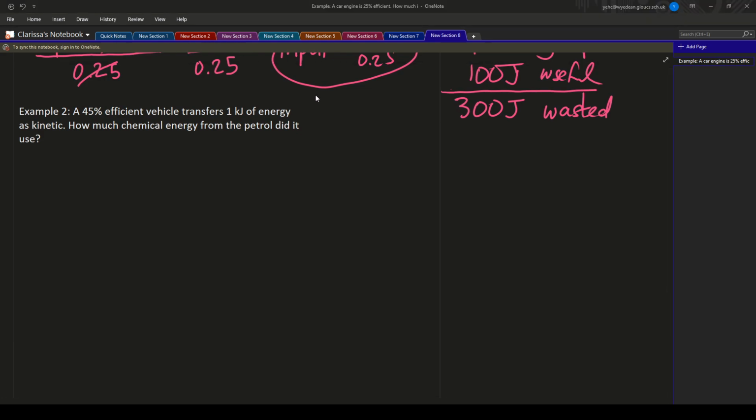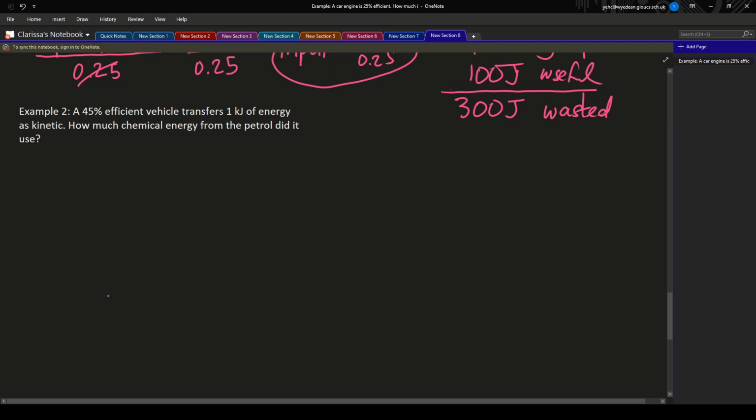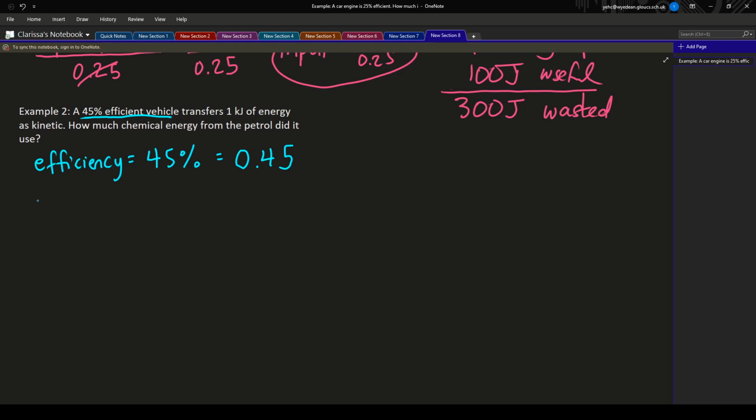Now I'm going to help you start off with this one, but feel free to work on it on your own if you'd like. A 45% efficient vehicle, so I'm underlining that, efficiency equals 45%. I want it as a decimal because that's what my equation takes, so that's 0.45. Transfers 1 kilojoule of energy as kinetic. This problem is tricky because it does not straight up say what's useful, what's wasted.